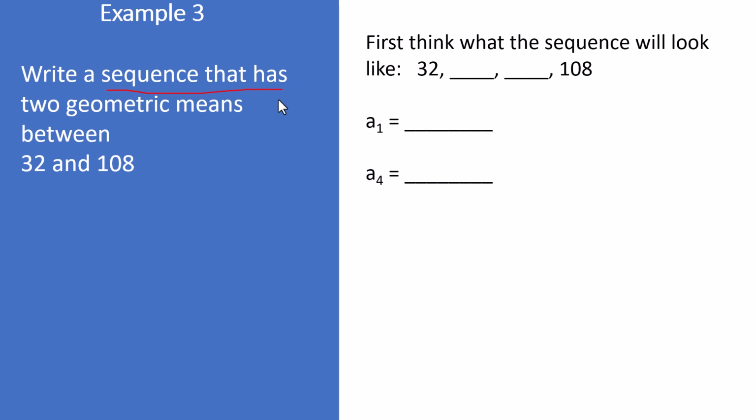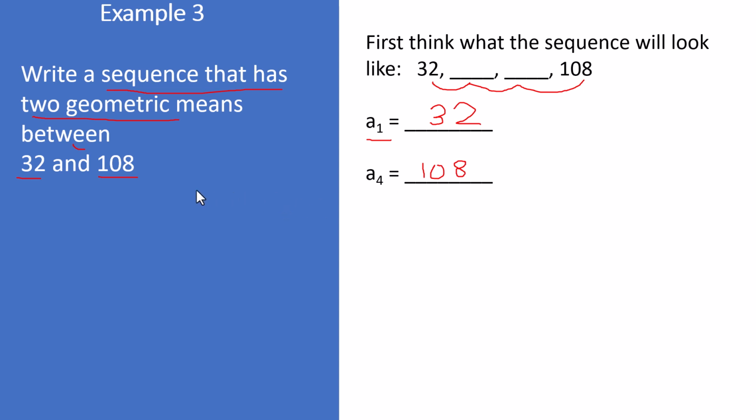All right, we want to write a sequence that has 2 geometric means between 32 and 108. So that means we have an average between these numbers, either by adding in an arithmetic sequence or by multiplying a common ratio in a geometric sequence. But that means we have 2 terms in between that we're missing. We know the first term, so we can write that down here. And then we can see that we have 4 terms total. So the 4th term is 108.